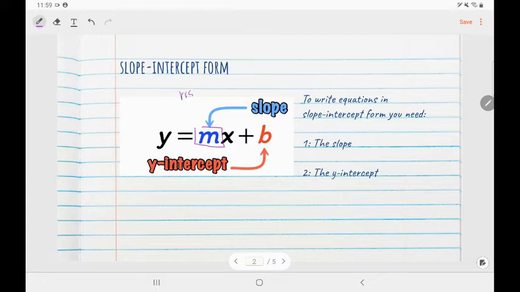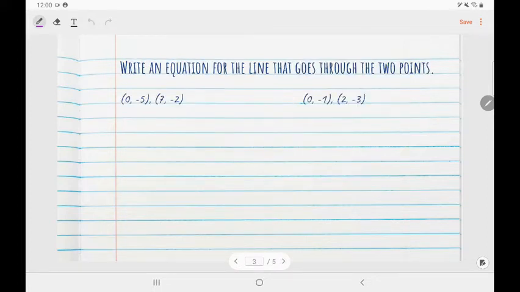Remember, that's the rise over the run if I'm looking at a graph. And if I'm looking at a set of points, I'm going to use the slope formula, y2 minus y1 over x2 minus x1. I also need to find my y-intercept, which on a graph is on my y-axis, but written as an ordered pair, the x spot is always going to be 0 and my y spot is going to be my y-intercept. So let's go ahead and look at an example.